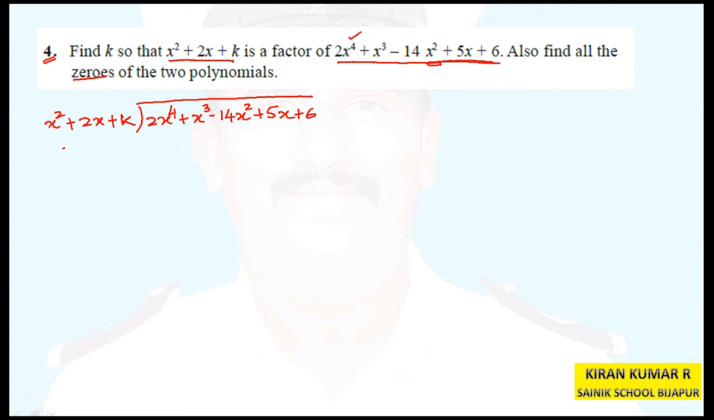Look at the coefficient of each of the terms. Now if you take the first term, the coefficient is 2, so I need to multiply by 2x squared. So I get 2x to the power 4 plus 4x cubed plus 2k times x squared.